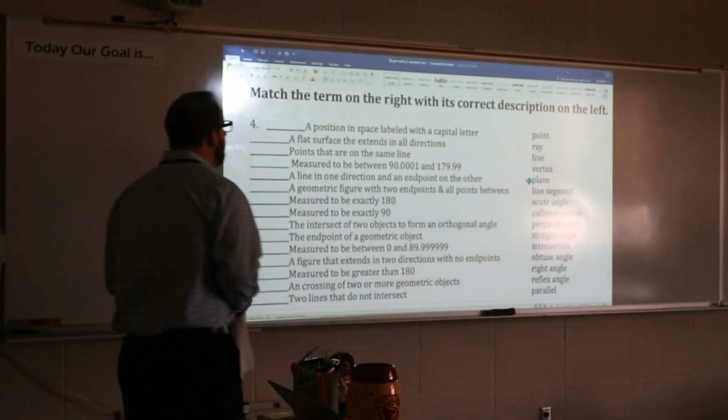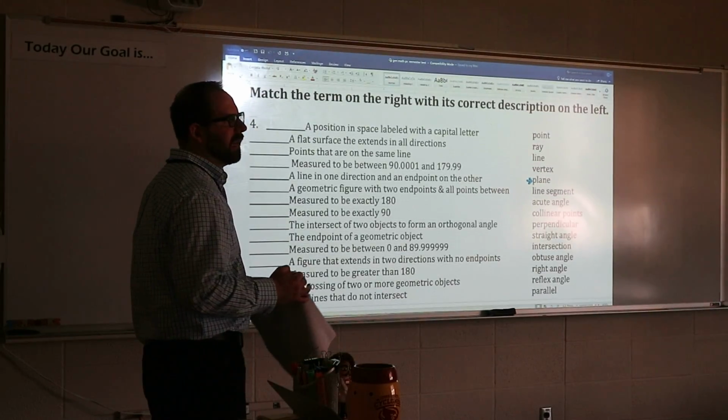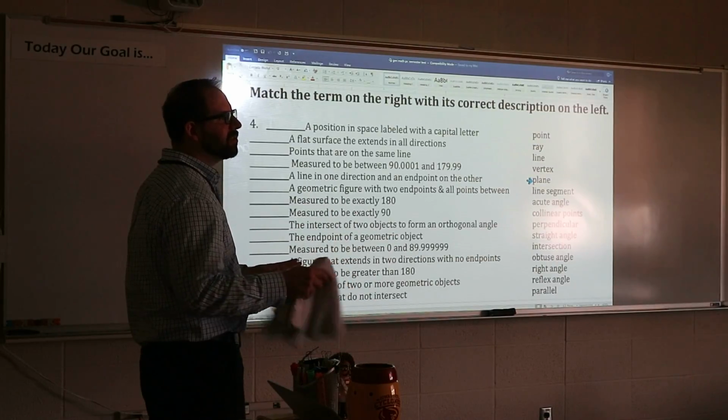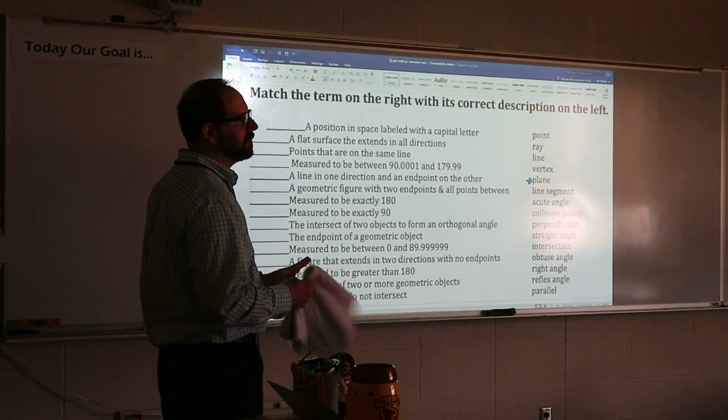Alright, the word plane. The word plane is a flat surface that extends in all directions. A plane is a flat surface that extends in all directions.